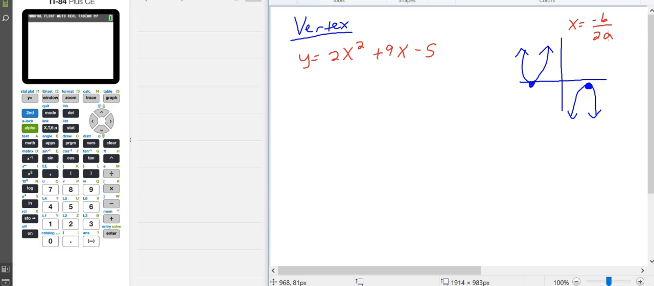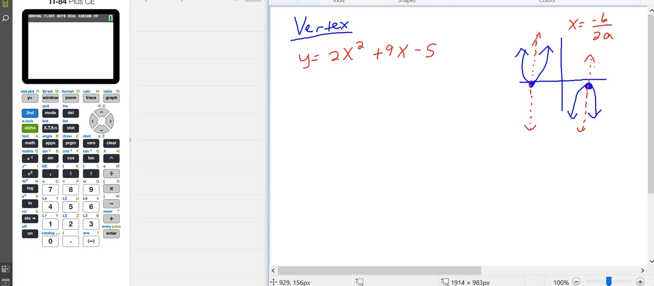The axis of symmetry is straight down the middle of the parabola. The parabola is symmetric about this line. And you'll realize that in every parabola, the vertex is always going to be on the axis of symmetry. So we use the equation for the axis of symmetry to find the x coordinate of the vertex, and then we plug that x coordinate into the original equation to solve for the y coordinate of the vertex.